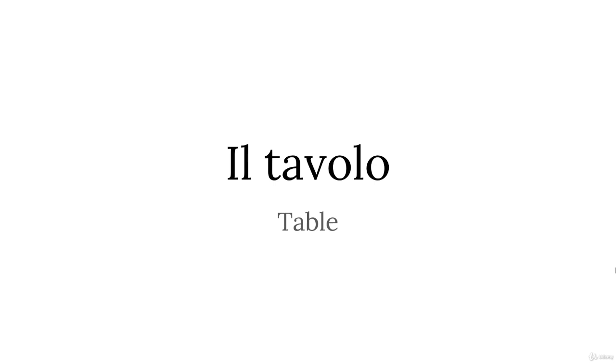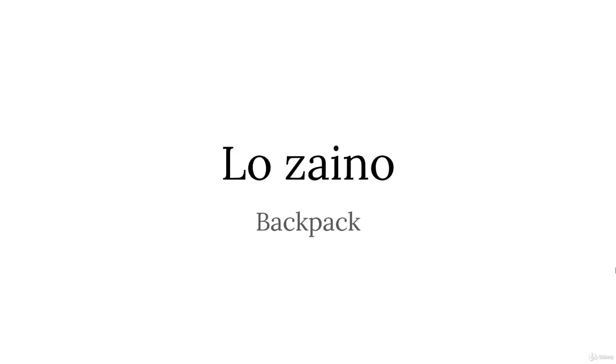So let's review the objects we had already learned and let's add some new ones. For example, the table. The table is il tavolo in Italian. Il tavolo. So it's masculine. Okay? Then we have the backpack. This is something new. Okay? The backpack in Italian is lo zaino. Lo zaino. And it's masculine. Okay? Very good. Then we have the chair. The chair, la sedia. La sedia. And it's feminine.